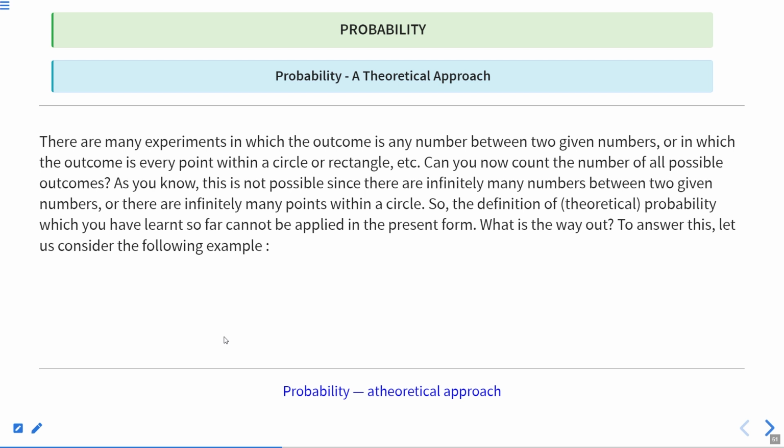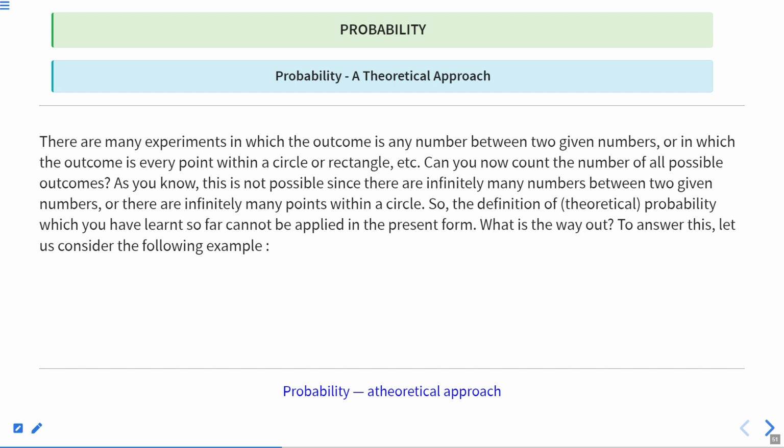There are many experiments in which the outcome is any number between two given numbers, or in which the outcome is every point within a circle or rectangle, etc. Can you now count the number of all possible outcomes? As you know, this is not possible since there are infinitely many numbers between two given numbers, or infinitely many points within a circle. So the definition of theoretical probability which you have learned so far cannot be applied in the present form. So what is the way out?